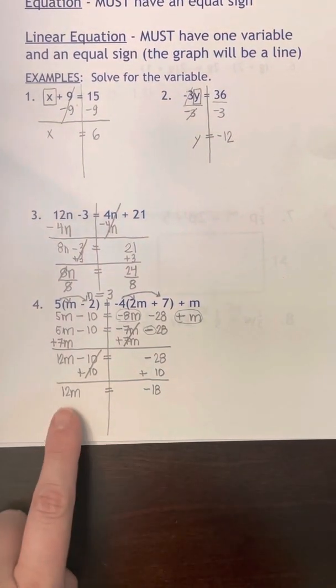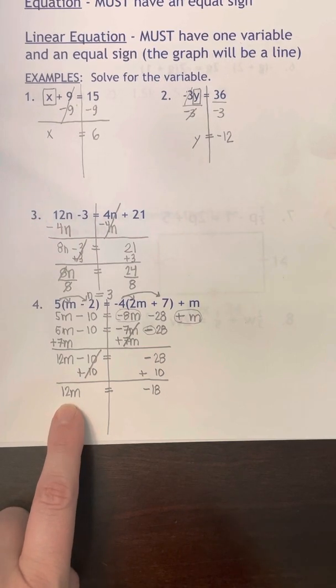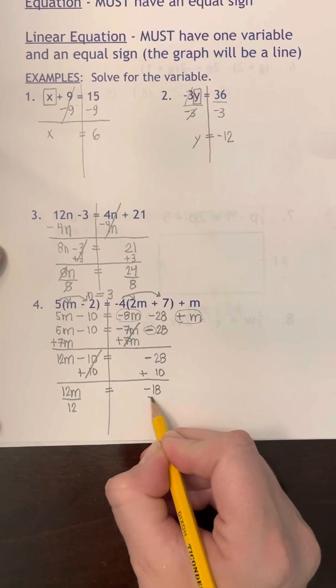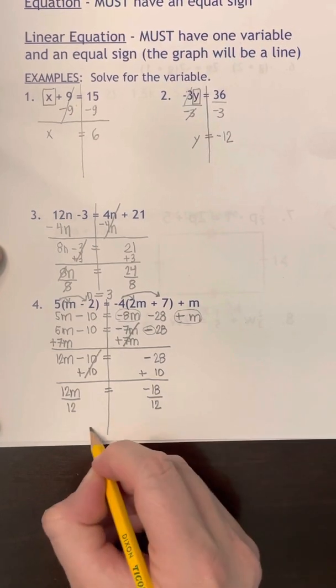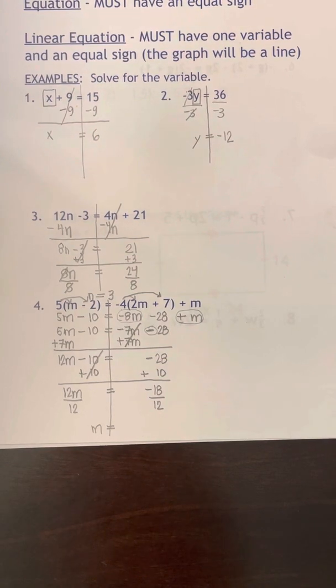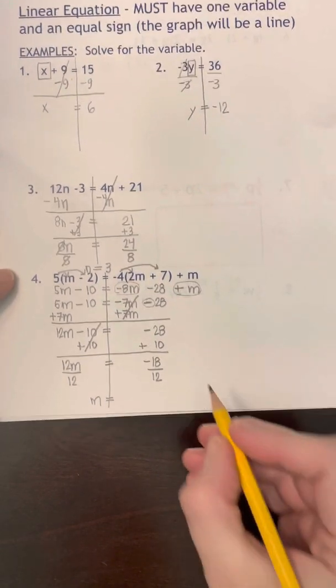The last thing I see is that I have multiplication happening, so I'm going to choose to divide. I'm going to divide both sides by 12. All right, here's what I know. I know that 12 is not going to evenly go into negative 18. So you have two options. You can divide this and turn it into a decimal, or you can just reduce it and leave it in the form of a fraction. I personally like fractions. That's what I'm going to do.